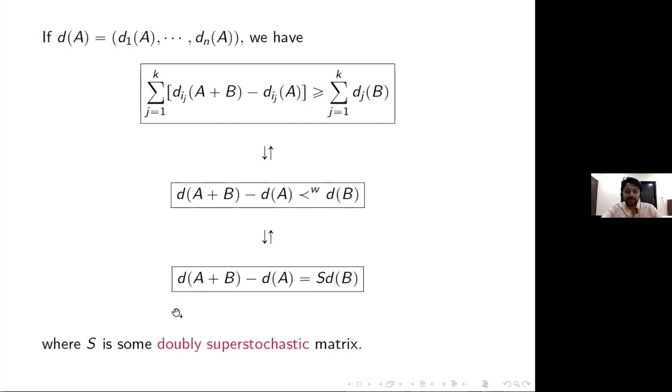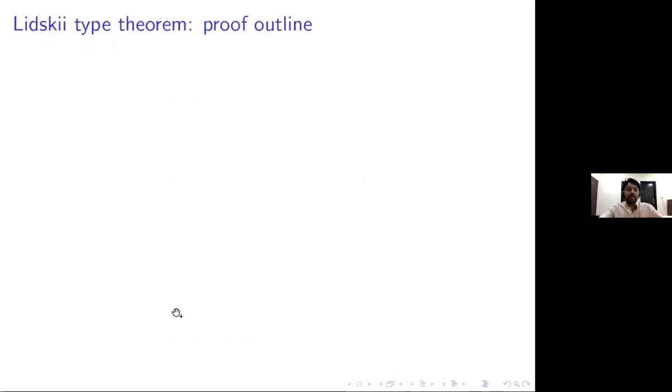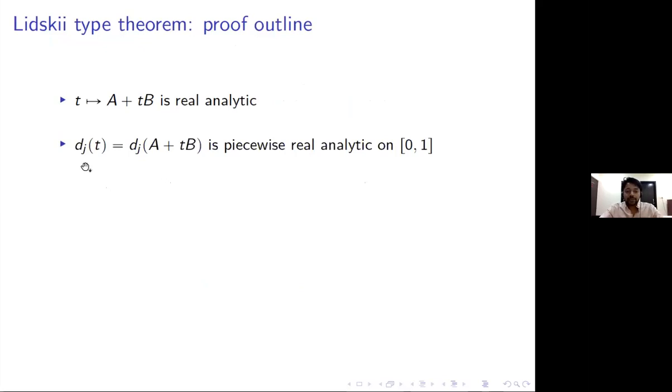So I'll now present the proof of the theorem, where we are going to prove exactly this relation, and we will be done. So starting, consider the simple map t going to A plus tB, which is a real analytic map in t, because A, B are fixed. So it's obviously real analytic. And we know that d_j(t), the jth symplectic eigenvalue of A plus tB, is piecewise real analytic on (0, 1).